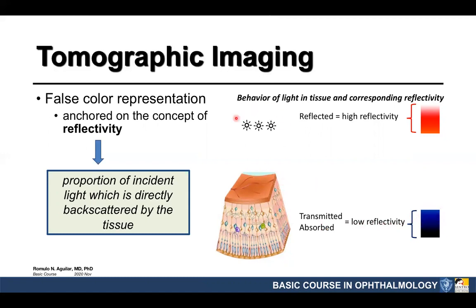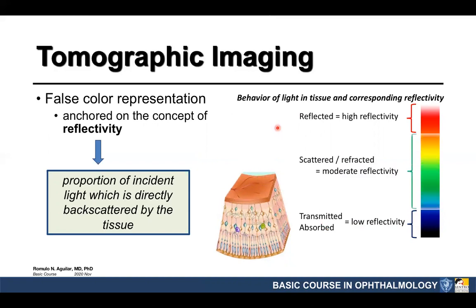But most of the light will not behave like so. Most of the light will just go in different directions. This is what we call scattered or refracted light, and that would have moderate reflectivity, assigned anywhere from the colors orange to light blue.